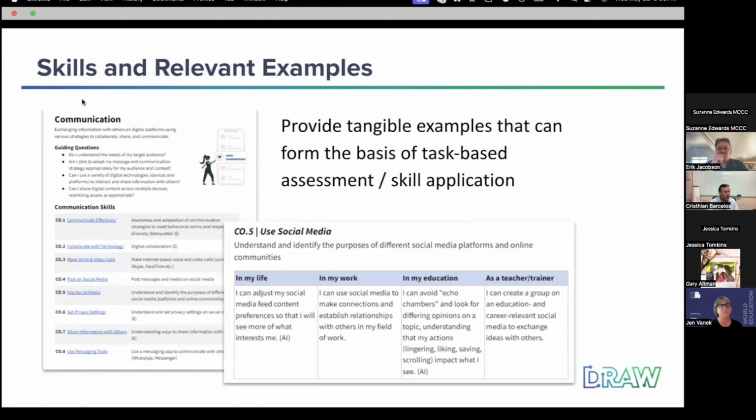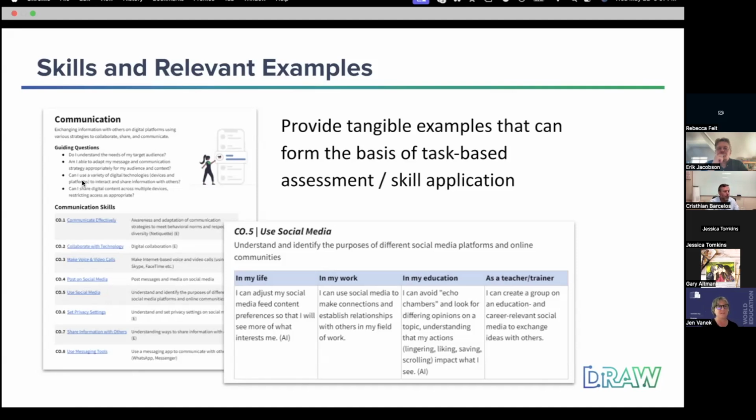This is the domain of communication, and we see it's exchanging information with others on digital platforms. This all comes from the research that Stacy and David did in Seattle. And then we have added some guiding questions to help teachers understand if this domain is relevant to their learners. So do I understand the needs of my target audience? Am I able to adapt a message? Can I use a variety of technologies to interact and share information?